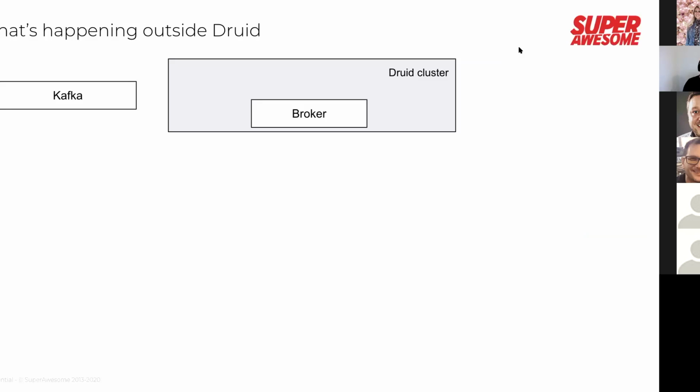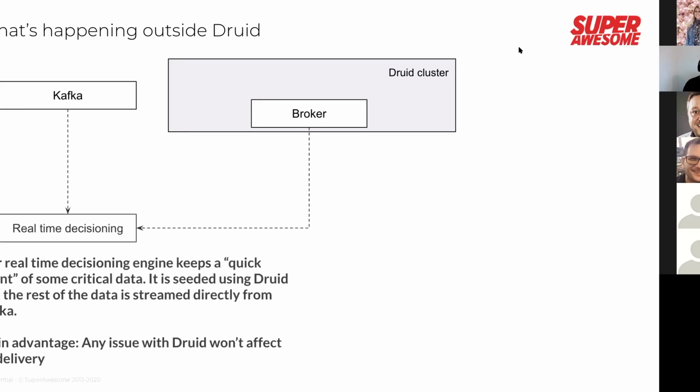So we query Druid in many different ways, but the two main ones are using a real-time decisioning engine for our ad server and the reporting API. So for the real-time decisioning, we wanted to make sure that it would still work even if Druid was down.